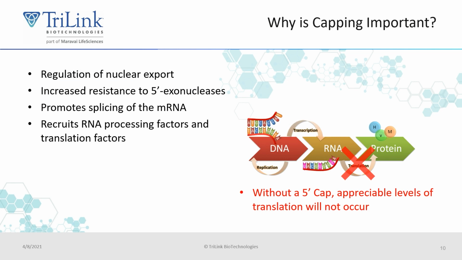And also, I wanted to briefly review why capping is so important for messenger RNAs. In short, without a 5' cap, appreciable levels of translation will not occur. More specifically, the 5' cap is critical for various functions, such as regulating transport of the mRNA within the cell, imparting nuclease resistance, and thereby increasing the half-life of the mRNA, promoting mRNA splicing, and also to recruit processing and translation factors to the RNA in order to support initiation of that translation process.